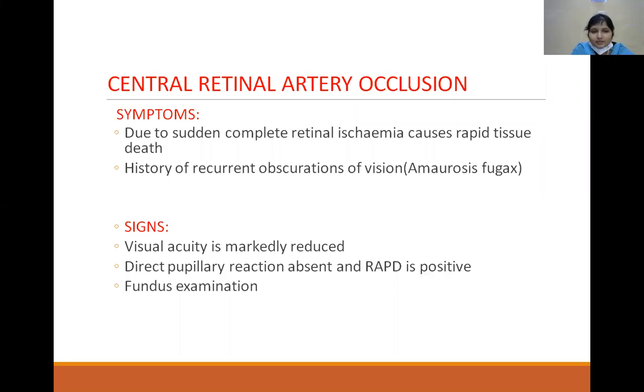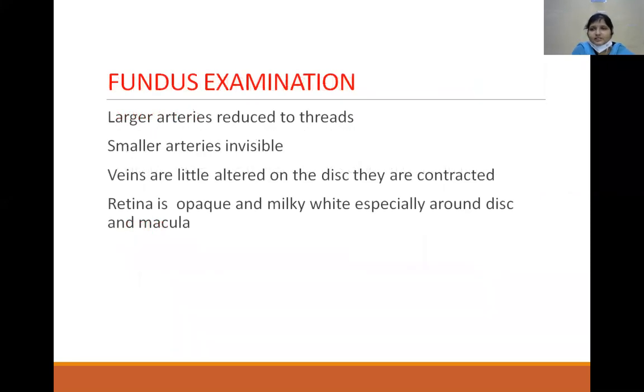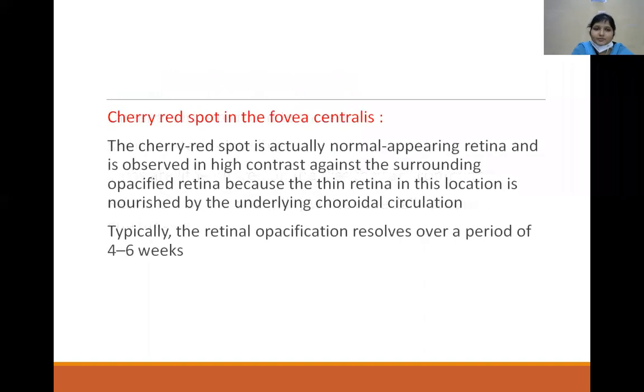In fundus examination, we see that the arteries are reduced to thread-like and become very thin and attenuated. The smaller arteries are almost invisible. Initially the veins appear normal, and in the late stages they become contracted. The retina becomes opaque and milky white, especially around the disc. And there is appearance of a cherry red spot in the fovea centralis.